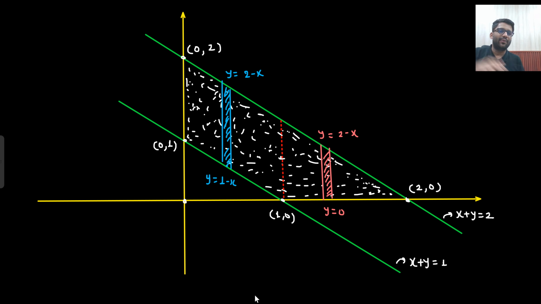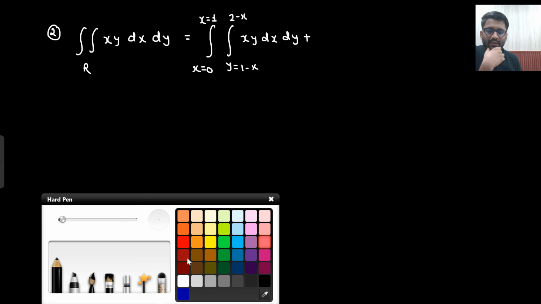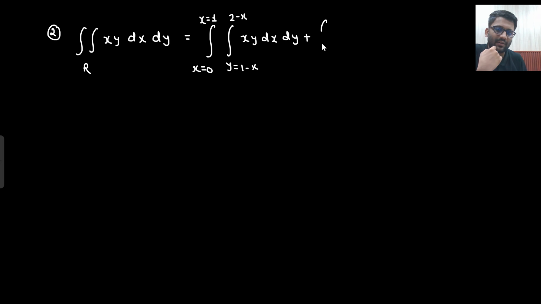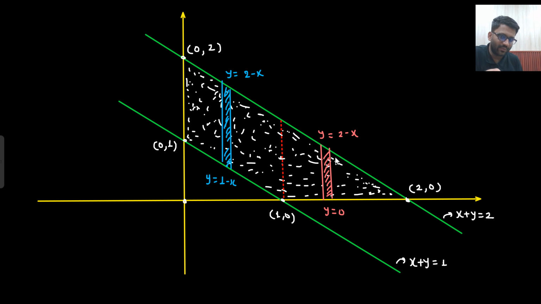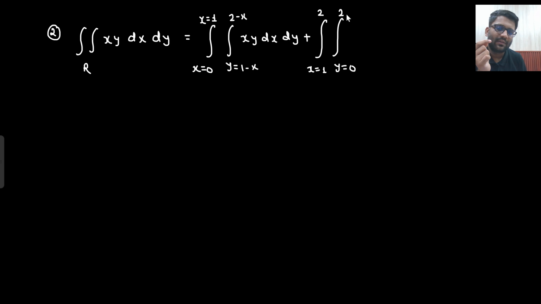So two kinds of strip I need to use. Always I will choose one strip and move it. Once I move it, I will get to know how my y is moving. Here y is moving from 1 minus x to 2 minus x. Here it is moving from 0 to 2 minus x. And how is the x moving? In the x you can see constant limits, 0 to 1 and 1 to 2. So here constant limit: x goes from 1 to 2, but y goes from 0 to 2 minus x.